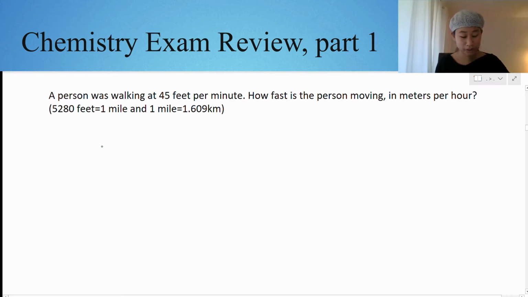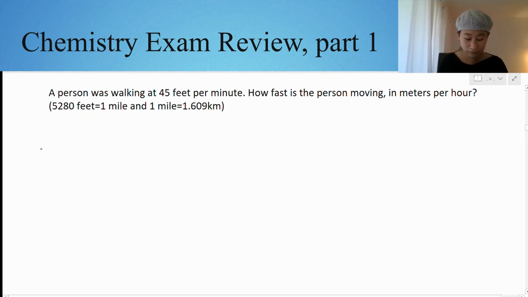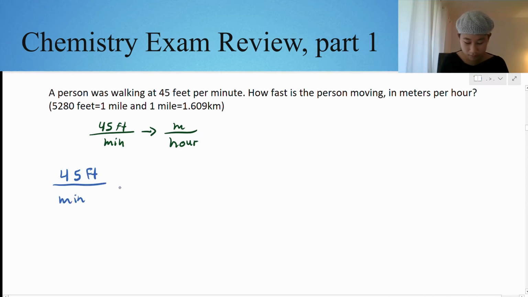Here's another dimensional analysis problem. A person was walking at 45 feet per minute. How fast is the person moving in meters per hour? And we have this information in parentheses. So we have 45 feet per minute, and we want to convert this to meters per hour. We're going to start multiplying by the conversion factors now.